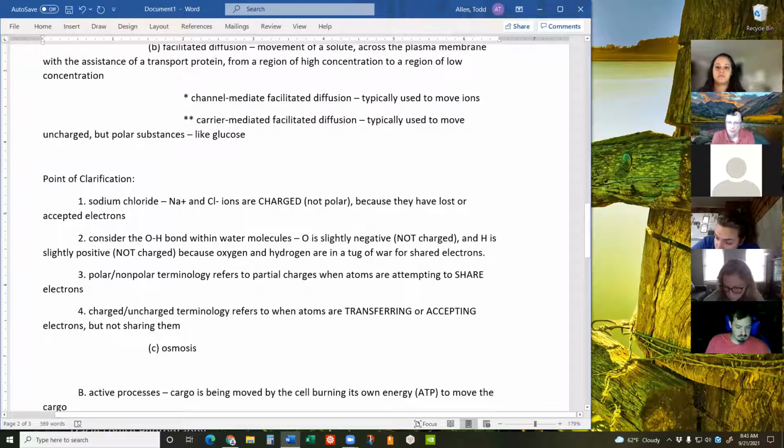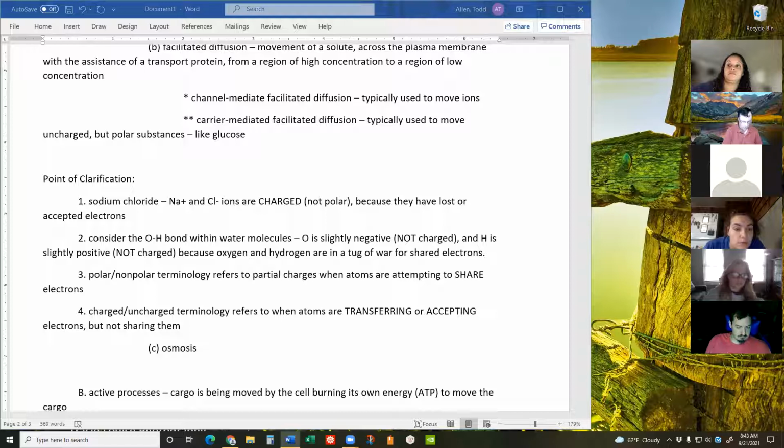Okay, folks, let me just ask in the chat window. So this goes back to our conversations in chapter 2. Am I making sense? Do you start to see the subtle distinctions I'm trying to make with the language here? Okay. All right, so these subtle things that we're talking about actually make a great deal of difference when we're moving cargo through the plasma membrane.